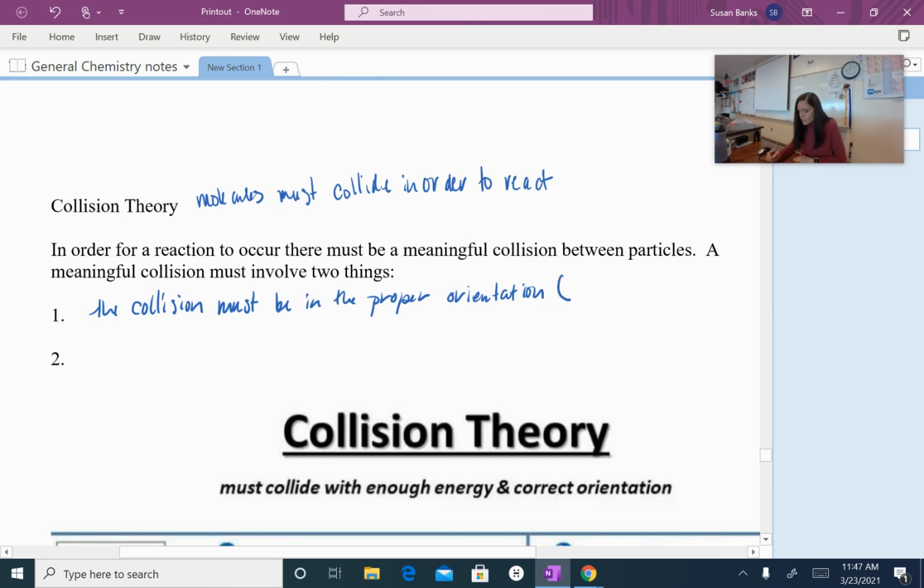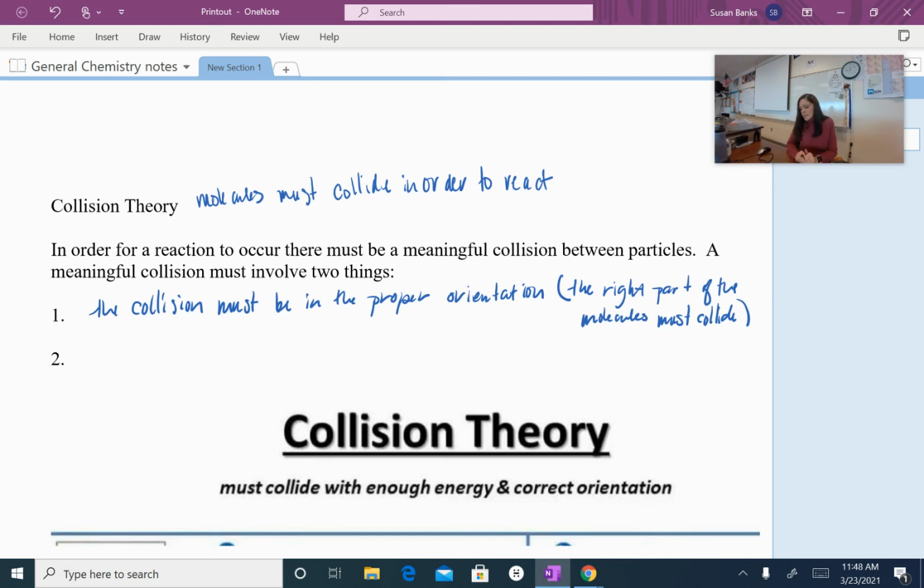That's just a fancy way of saying the right part of the molecule has to hit the right part of the other molecule. So the correct part of the molecules must collide with each other. Otherwise, it's not going to react.